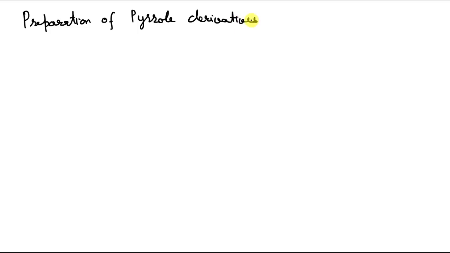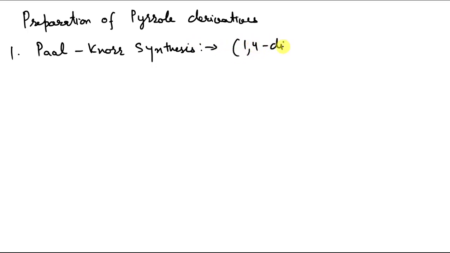Now we will see some methods in which we can prepare pyrrole derivatives. These are very important methods. Preparation of pyrrole derivatives. So the first method in this category, and these are name reactions, so these are very important reactions, is the Paal-Knorr synthesis. This method is used to prepare pyrrole derivatives. Here we basically use a 1,4-dicarbonyl compound. These are used in the synthesis of pyrrole.